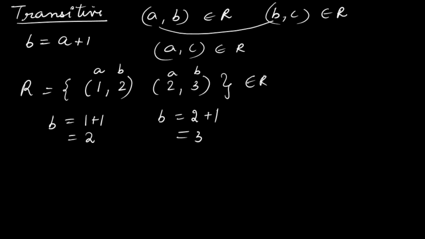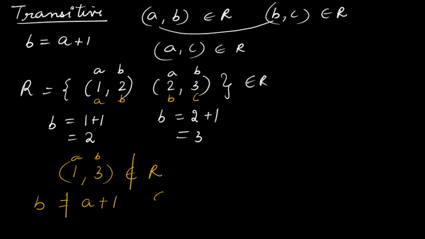So here this one is C, this is A, this is B, this is B, this is C. In that way I am writing now. So I should have 1 comma 3 also belonging to R. So you have to check here A is 1 and B is 3. So B is not equal to A plus 1. It is not equal, so I can say this ordered pair 1 comma 3 doesn't belong to R, which implies the given relation is not transitive.